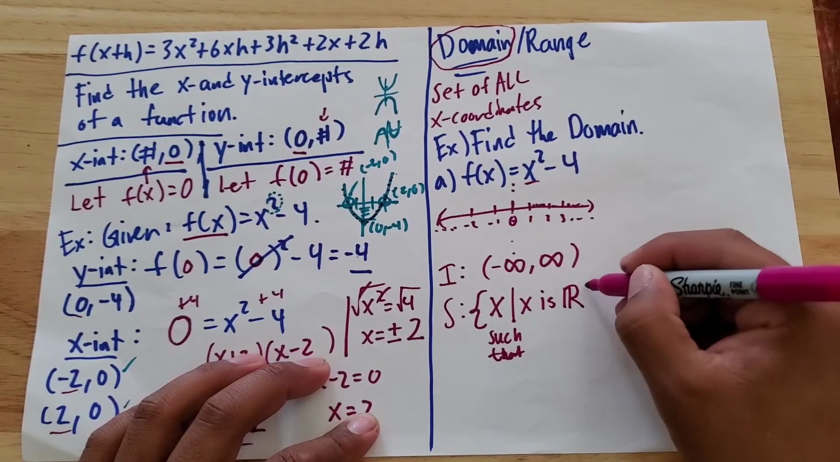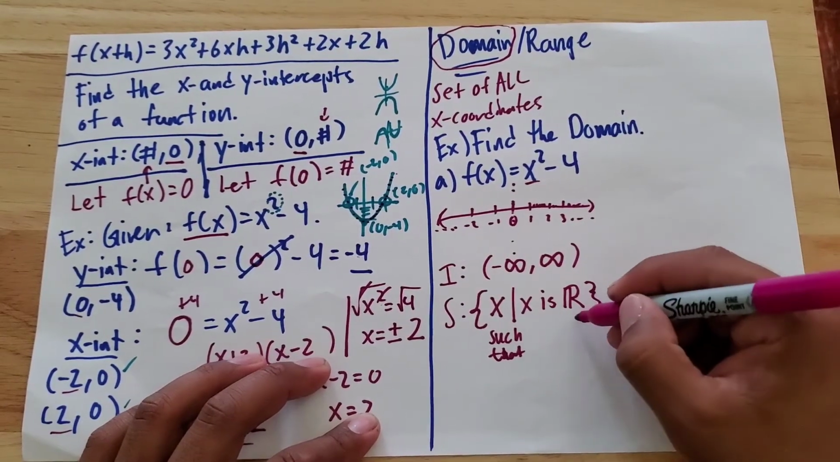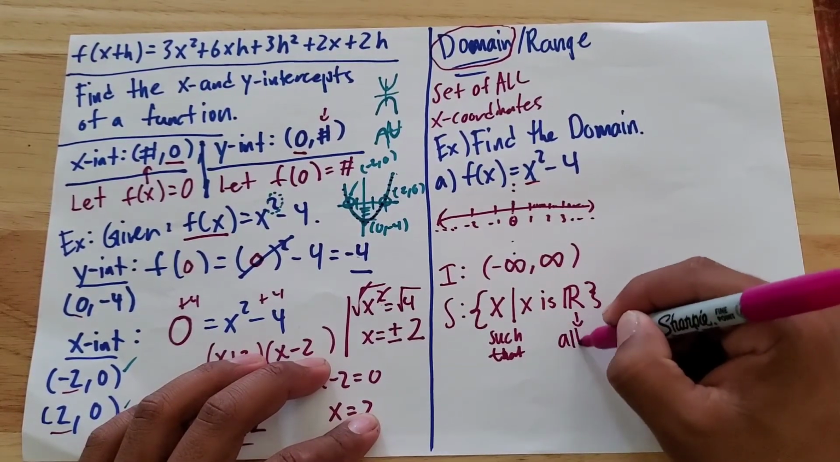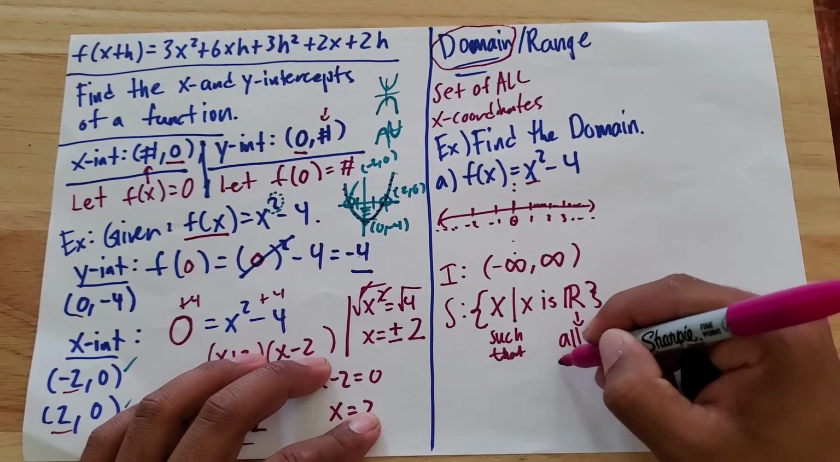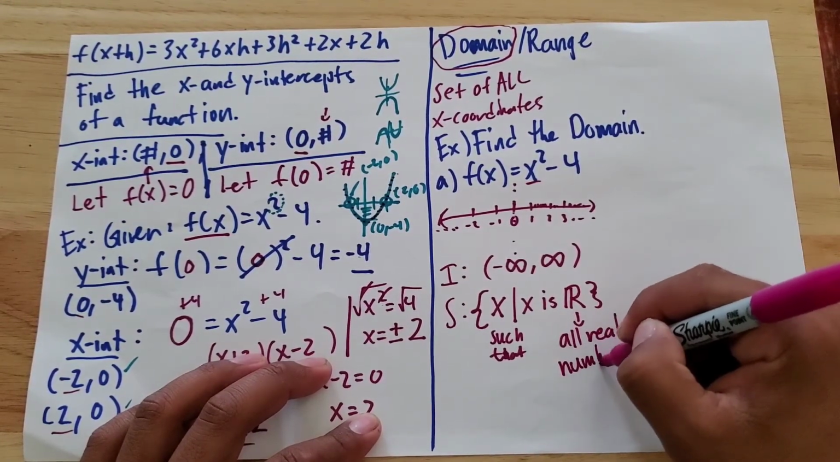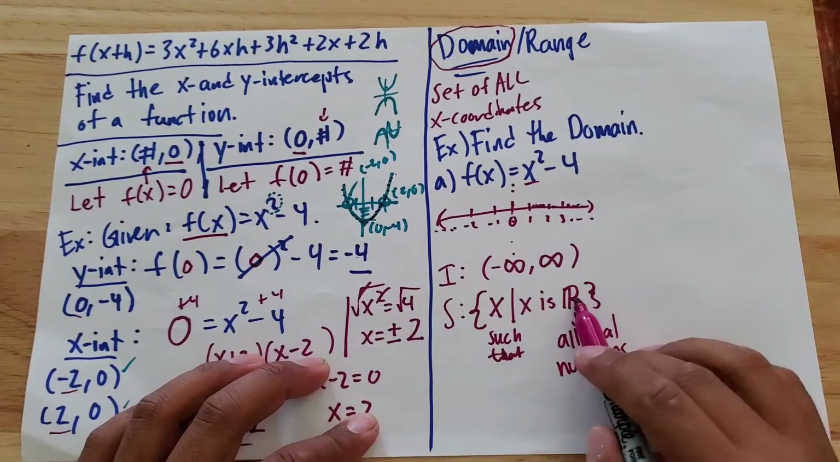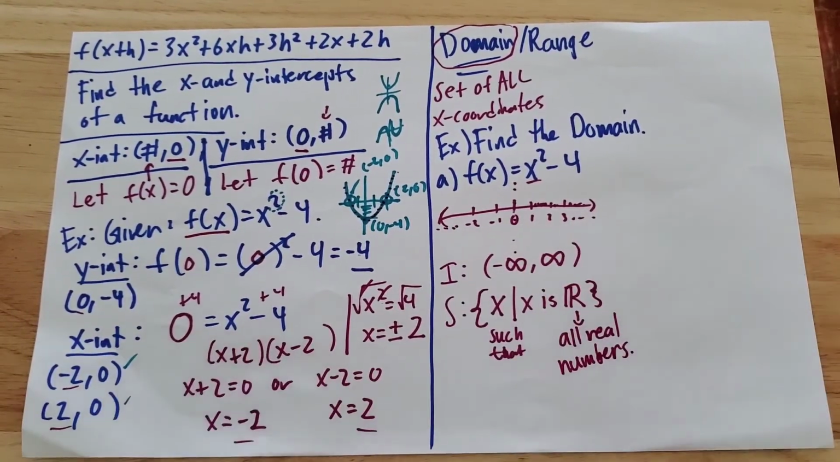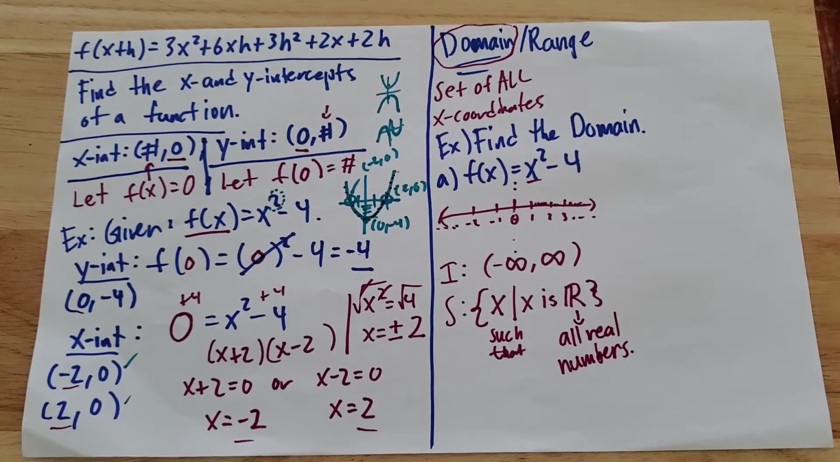And we use this symbol here. And this symbol means all real numbers. So that's implying every single number that's on that line, on that x-axis. That's what that means. Every single number works perfectly fine.